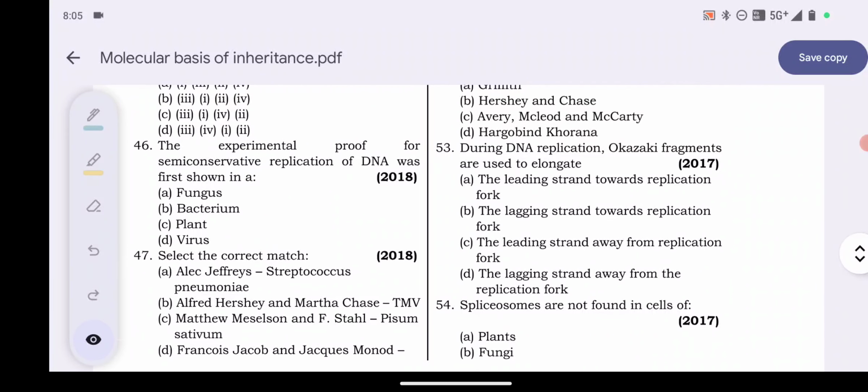Next question number 46. The experimental proof for semi-conservative replication of DNA was first shown in a fungus, bacterium, plant, or virus. So here the proof of the semi-conservative replication of DNA was first shown in a bacterium. Option B is your answer.